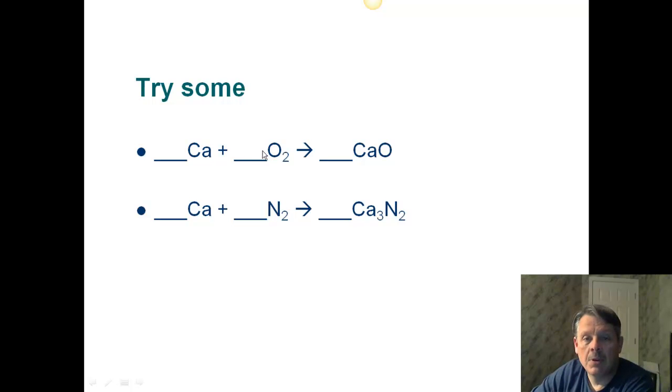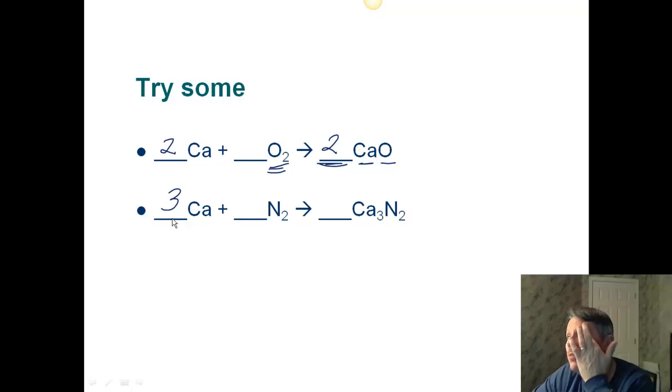Okay, I've got 1 calcium on both sides, but I've got 2 oxygens on the right. I've only got 1 on the left, so I have to put a 2 there. When I put a 2 here, I broke the calciums. So my calciums are no longer balanced, and I have to put a 2 on the left. You have to be careful about that. Now sometimes these all work out. I put 3 calciums on the left because I've got 3 on the right, and the 2 nitrogens on both sides are good, so I can leave that alone.